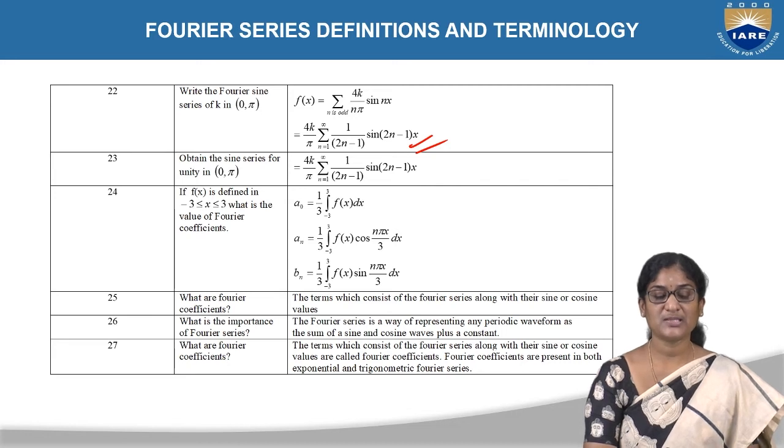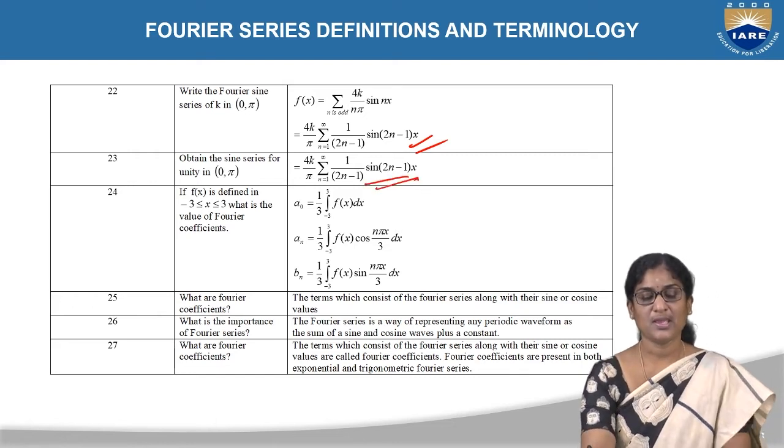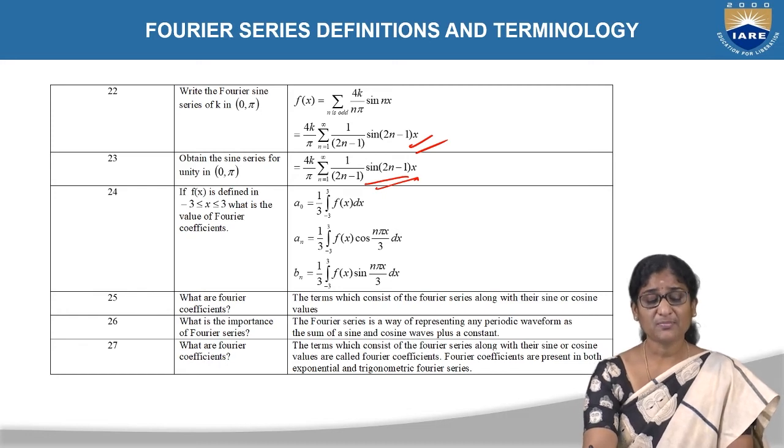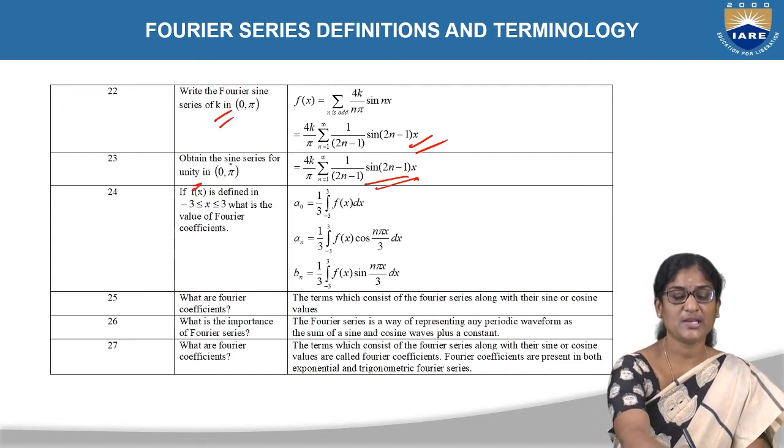Obtain the sine series for unity. It can be given by 4k by pi summation n from 1 to infinity 1 by 2n minus 1 sine (2n minus 1) x. By using the formulas for Fourier coefficients, we can find the Fourier sine series for simple functions, that is k or unity, like that.